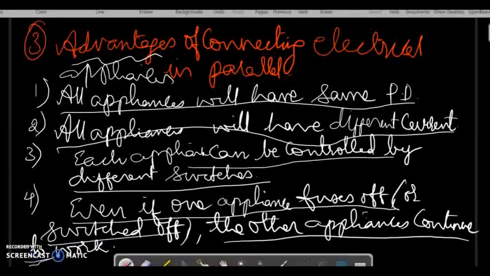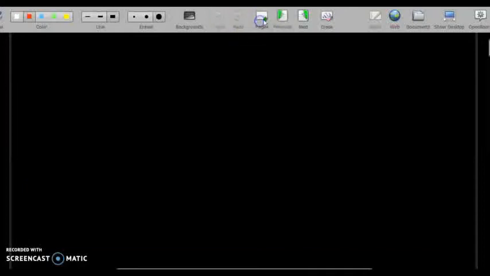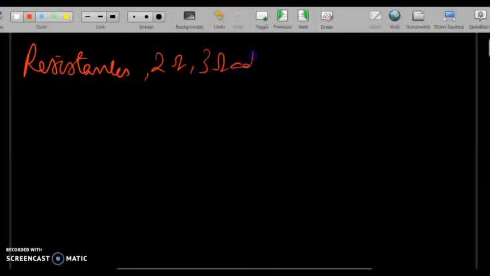So children, let us work problem number 4. This problem states how these three resistors, 2 ohm, 3 ohm, and 6 ohm, are connected so that the effective resistance is 4 ohm or 1 ohm. Let us work the solutions. There are 2, 3, and 6. The resistances are 2 ohm, 3 ohm, and 6 ohm. How should they be connected so that we get a 4 ohm resistance or 1 ohm resistance?